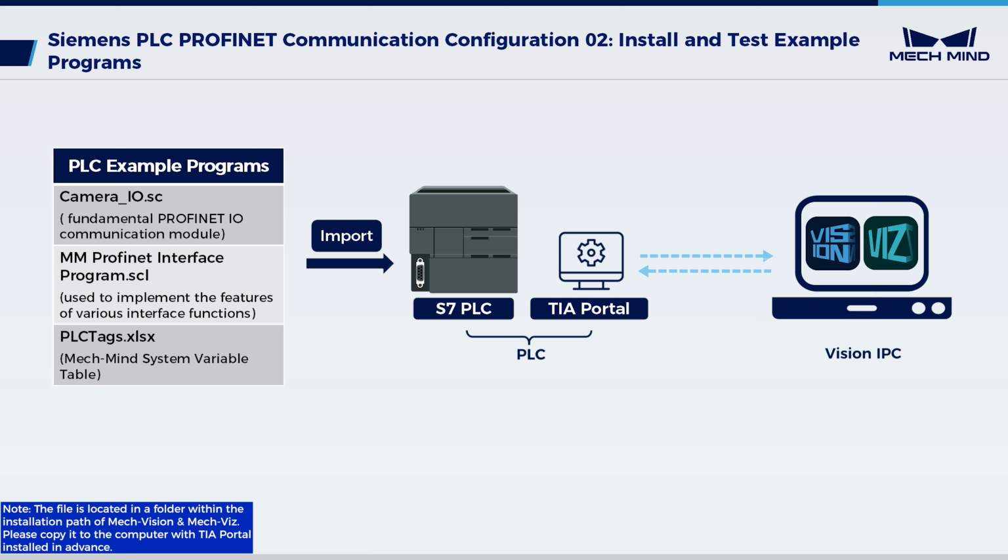This video shows how to import the Mech-Mind example programs into a Siemens PLC and use them to test data exchange with the Vision project. The files to be imported are shown in the video. These files enable data communication between the PLC and the Vision system.